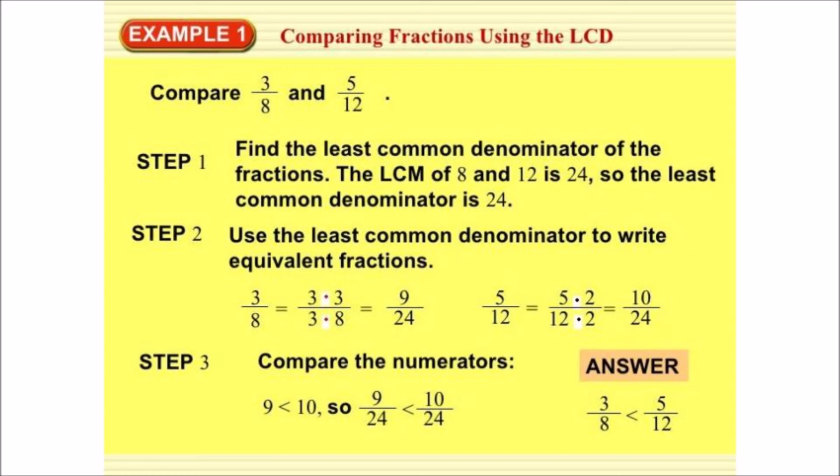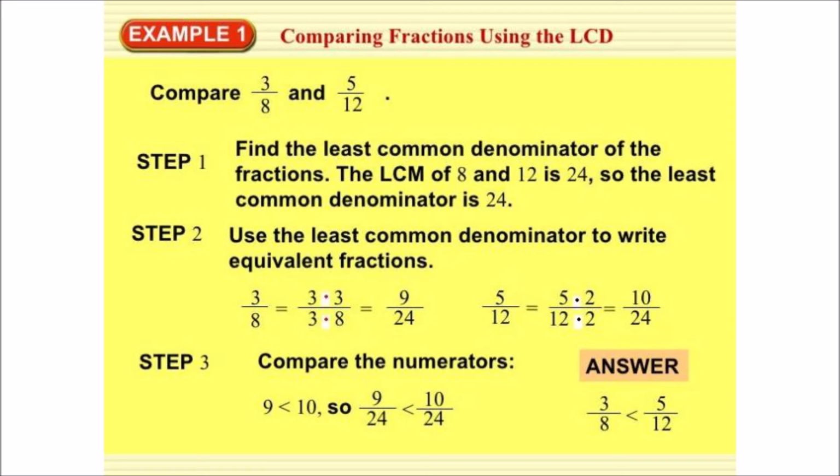In order to make 3 by 8 a fraction with denominator 24, we need to multiply 8 by 3. So once you multiply the denominator by 3, multiply the numerator also by 3. So 3 by 8 becomes 9 by 24. In order to make 5 by 12 a fraction with denominator 24, we need to multiply 12 by 2. So once you multiply the denominator by 2, multiply the numerator also by 2. So 5 by 12 becomes 10 by 24.